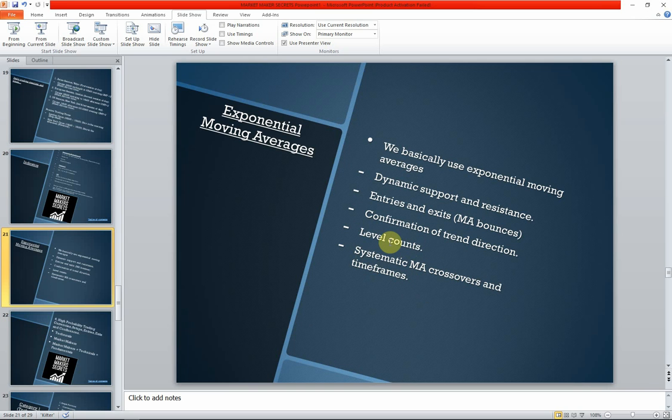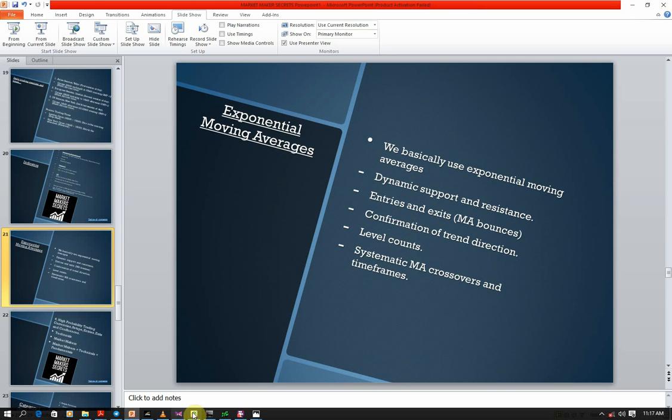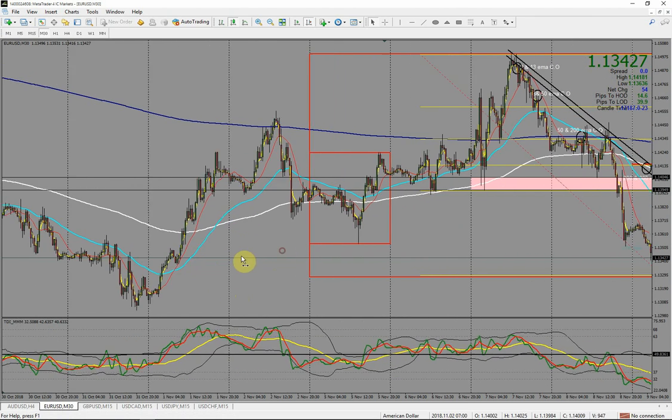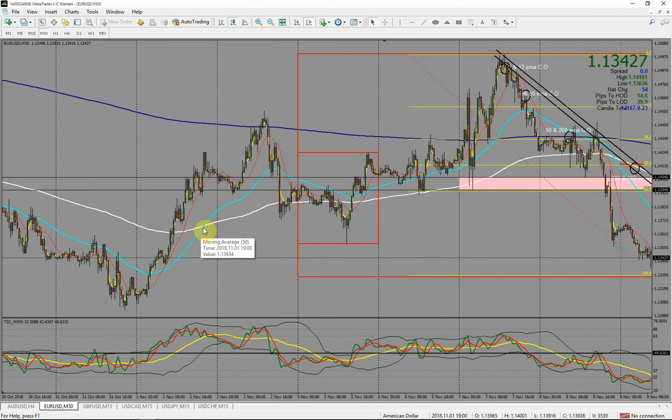So level counts, I've covered that. When you see 15 200 moving average crossover, that's a level 1 safety trade. And when you see 200 and 800, that's level 2 safety trade. Confirmation of trend direction, let's get into that. For me to be able to see the trend direction, I want to see 15 200 moving average crossover. I look at this crossover, I know it's going up.